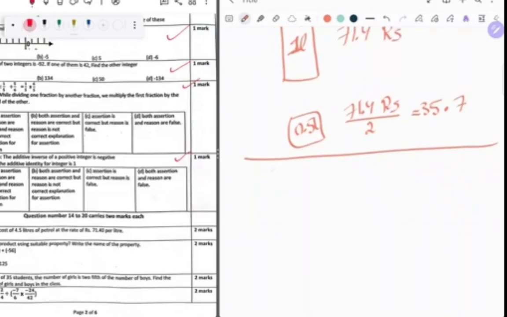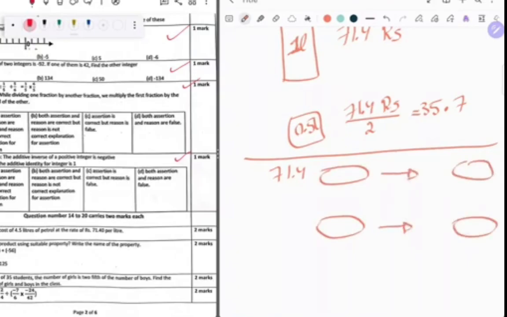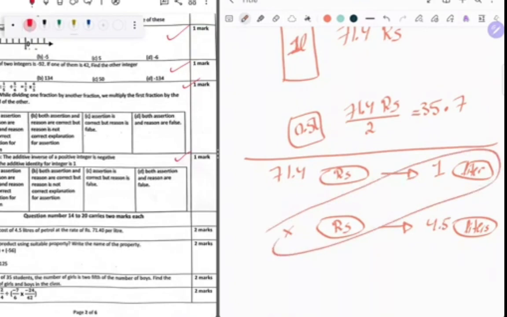I could have just done one simple thing. 71.4. What's the unit here? Unit here must be the same as unit here, and these are the arrows. Now, what is the unit here? 71 point what? Rupees. So, rupees. And then over here, it's going to be liters. Now, this one is 1 liter. This one is 4.5 liters. So how many Indian rupees? So now I do the butterfly method.